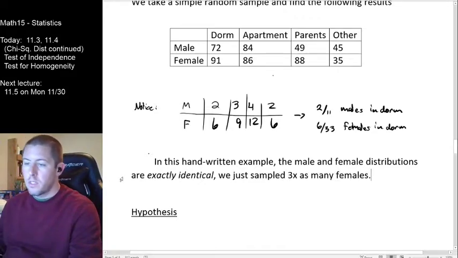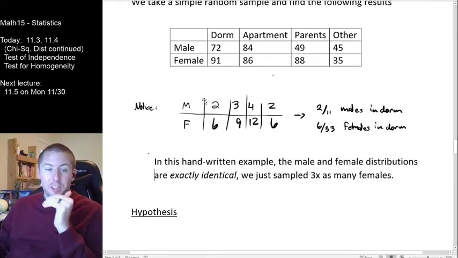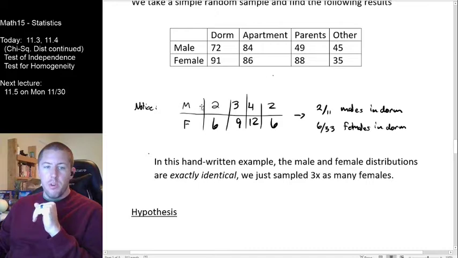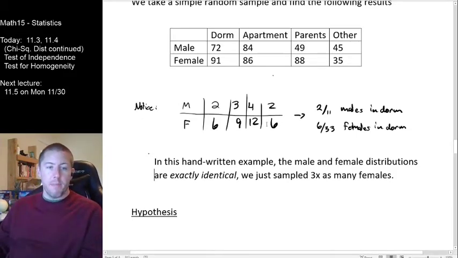Right, so notice in this table right here that I made, the distributions are literally identical. If you were to compute your chi-squared test statistic associated with this, you would literally get 0 because there is no difference in distribution between these two groups. 3 times as many females are happening in every single grouping right here. So the distribution is exactly the same across both groups. We just happen to sample one of the groups much more heavily than we sampled the other.